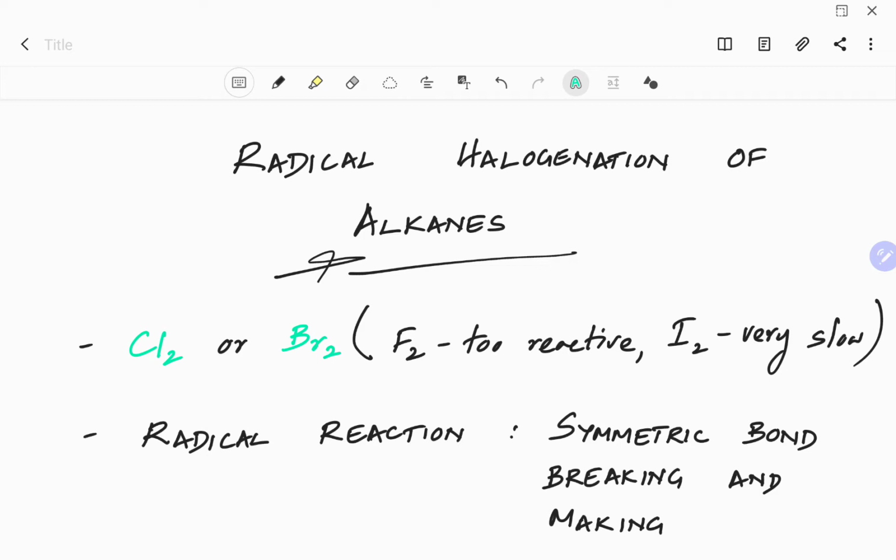As the name implies, this reaction is a radical reaction, and therefore the bond making and bond breaking is going to be symmetric, which means we are going to use half-headed arrows. Usually electron movement is shown through full-headed arrows, but instead we are going to use half-headed arrows. A half-headed arrow shows the movement of one electron. So we use half-headed arrows in this reaction, not full-headed arrows.